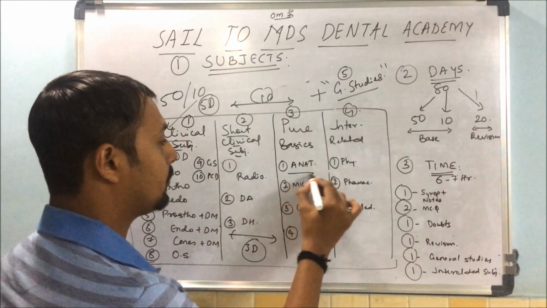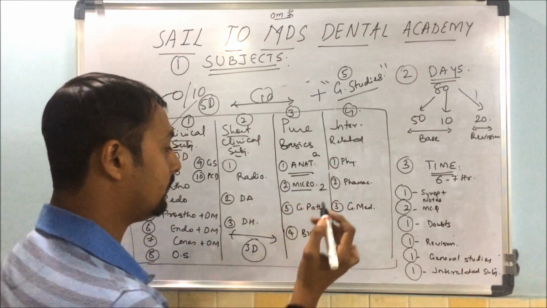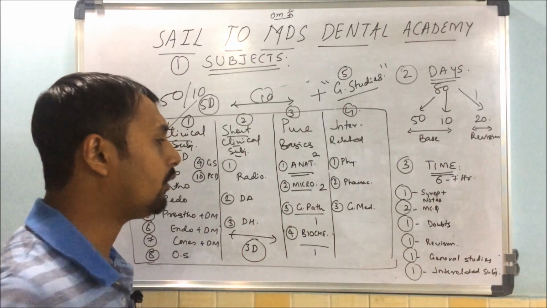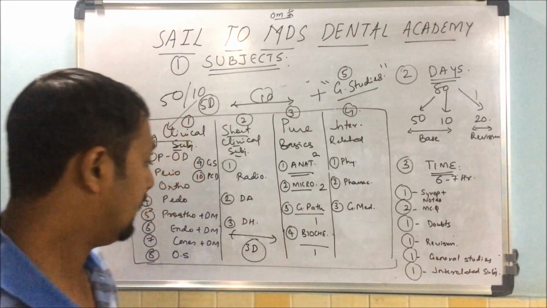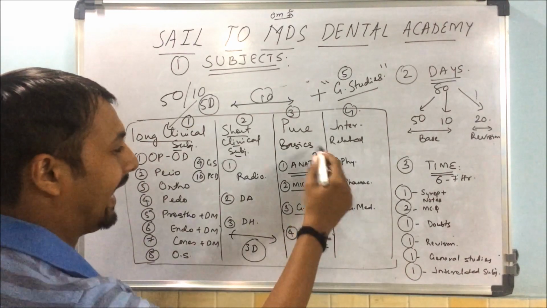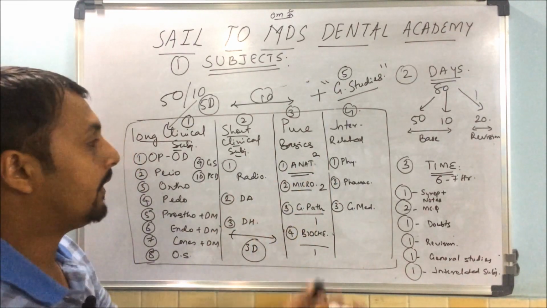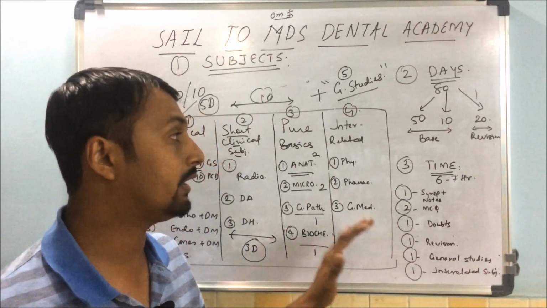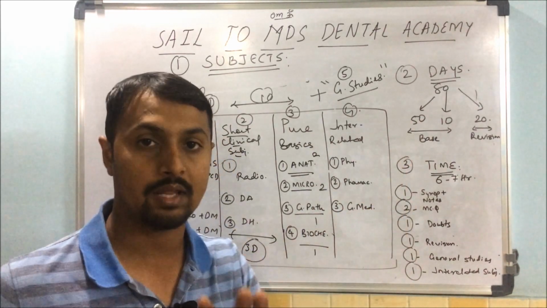Then for anatomy you can give the 2 days, micro you can give the 2 days, and for path and biochem you can give the 1 day. One more extra day you have, you can use anywhere you want. Then this interrelated subject, there's physiology, pharmacology and medicine. You have to do them every day that I will show you in the timetable.